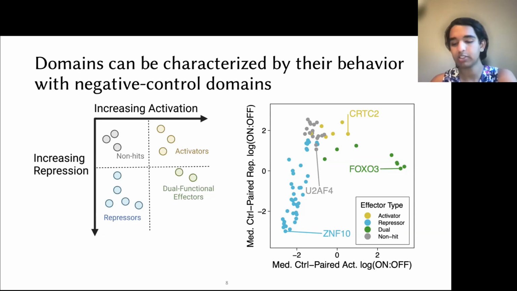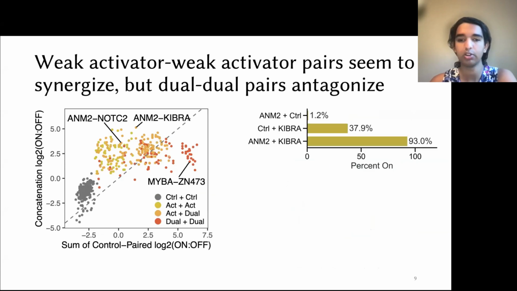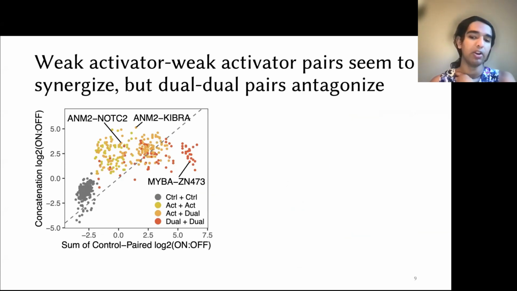When we looked at pairs of activating domains, we got something that looked a little bit like this, where you have pairs of control domains in gray, activator pairs in yellow, activator and dual pairs in orange, and dual pairs in red. The thing that leapt off the page to us immediately was that these activator pairs do way better together than you would expect if you're just taking the sum of their individual strengths. And on the flip side, your dual pairs tend to do a lot worse than you would expect from the sum of their individual strengths.